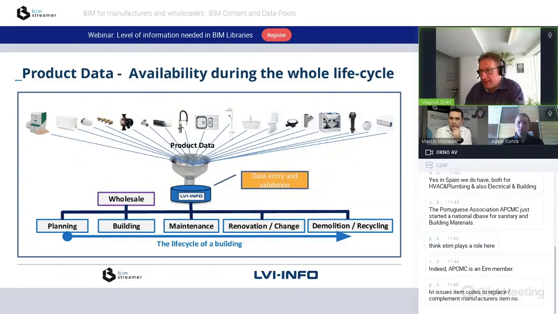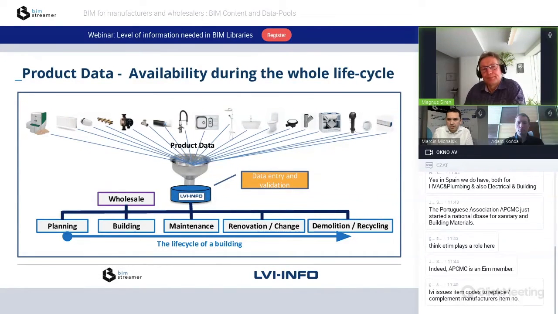But this kind of explains why the product data is so important, because it's present more or less during the whole life cycle of the building. It's not only in the installation phase, but it's always there in the background when needed.